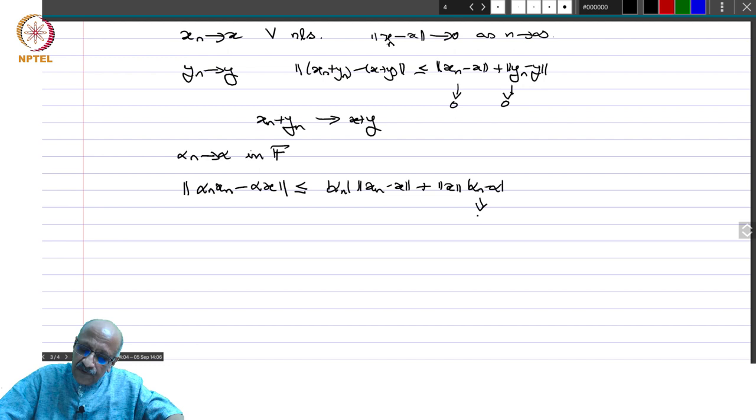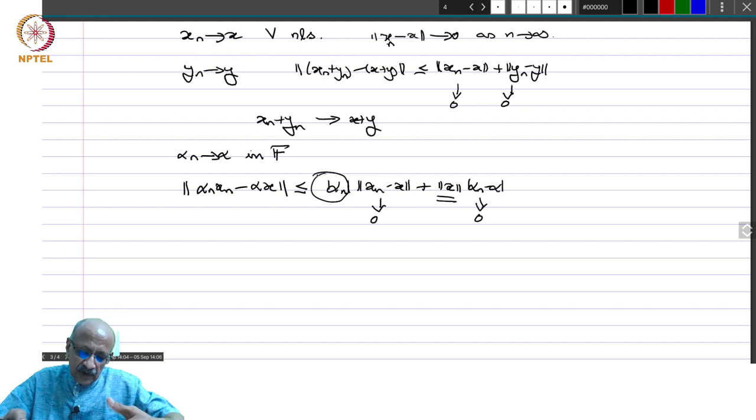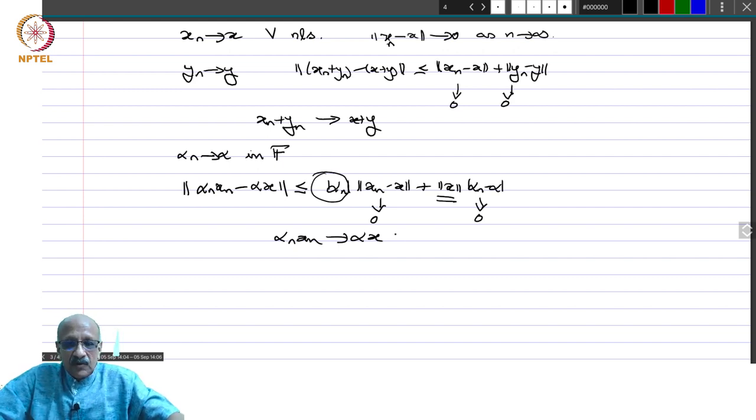Alpha n goes to alpha, so this goes to 0. Xn goes to x, this goes to 0. This is a fixed quantity, and alpha n being a convergent sequence is automatically bounded, and therefore the right hand side goes to 0, so that you get alpha n xn goes to alpha x. Thus scalar multiplication is also continuous, and therefore a norm linear space is automatically a topological vector space.